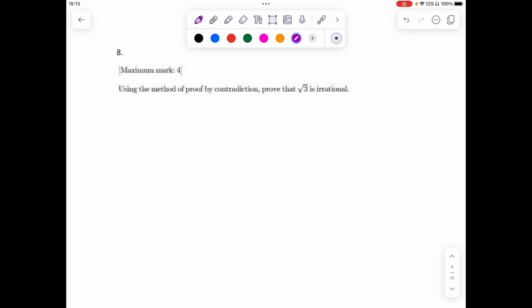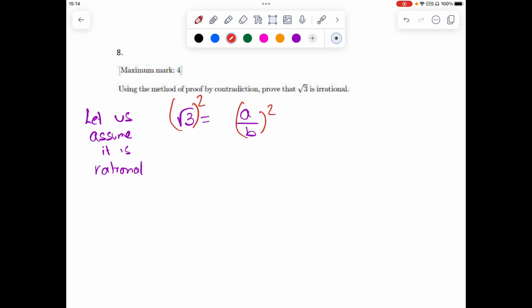Now question number 8. Prove by induction that root 3 is an irrational number. So let us assume that it is a rational number. A rational number means a upon b in simplified form, where you cannot simplify it further. So let us assume root 3 is rational. Root 3 equals a upon b. Then squaring on both sides, 3 equals a square upon b square. So a square equals 3b square.